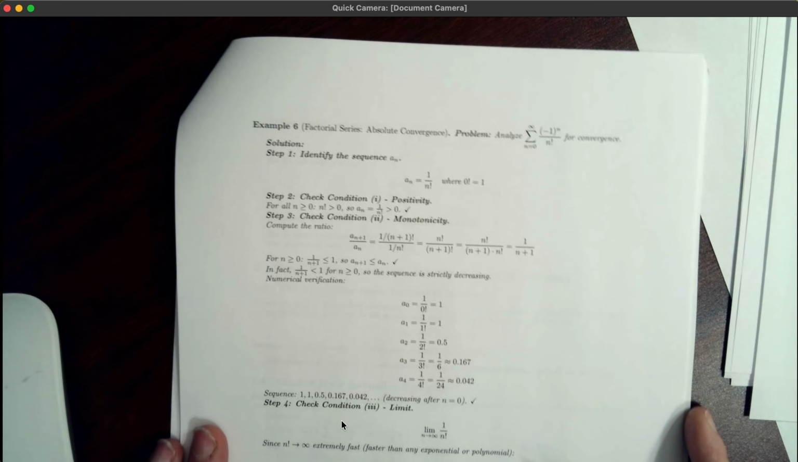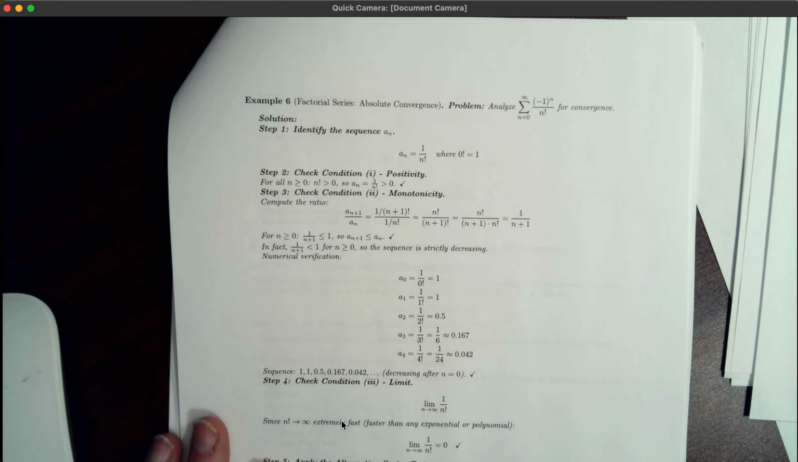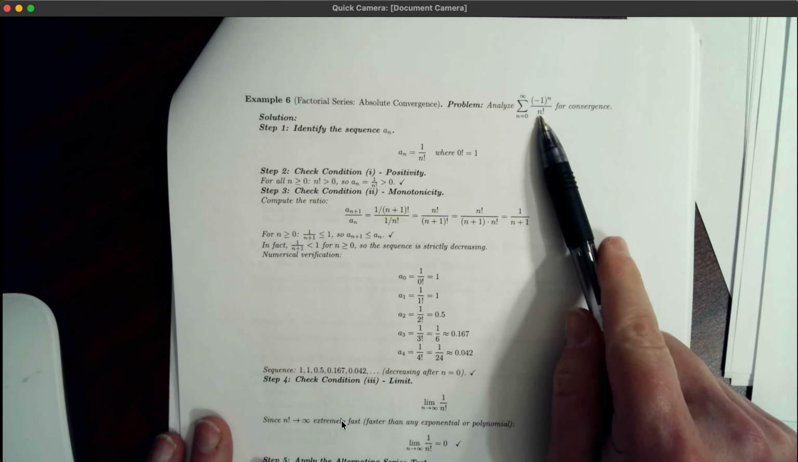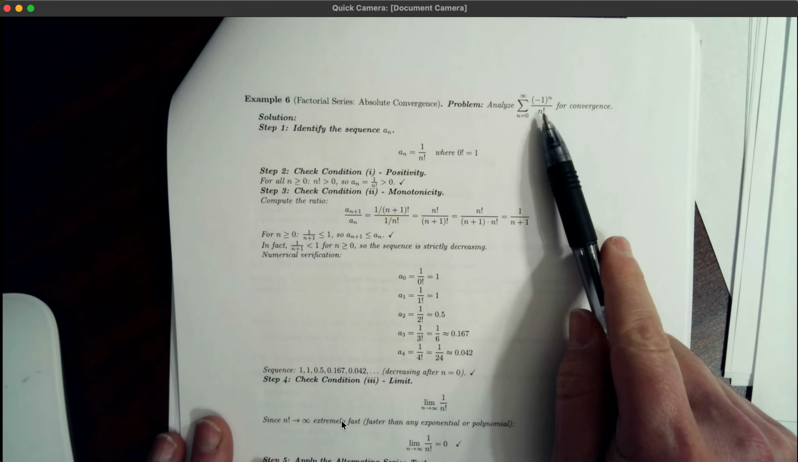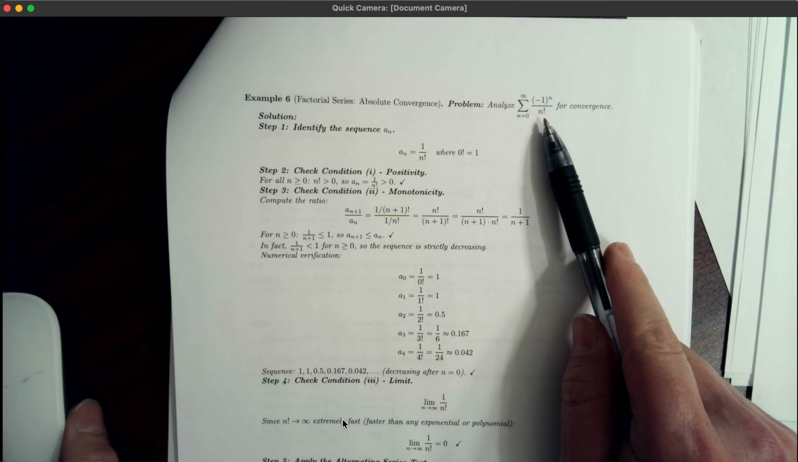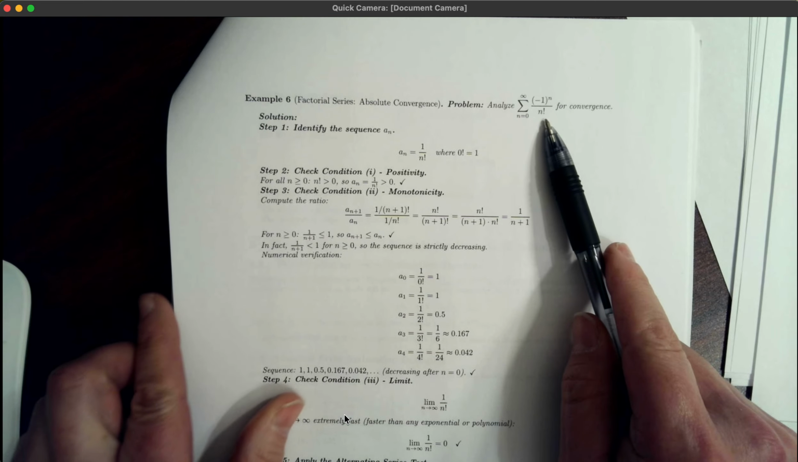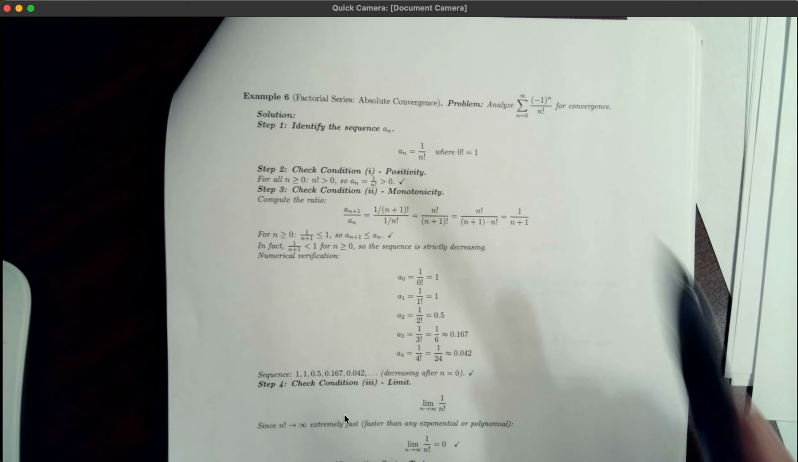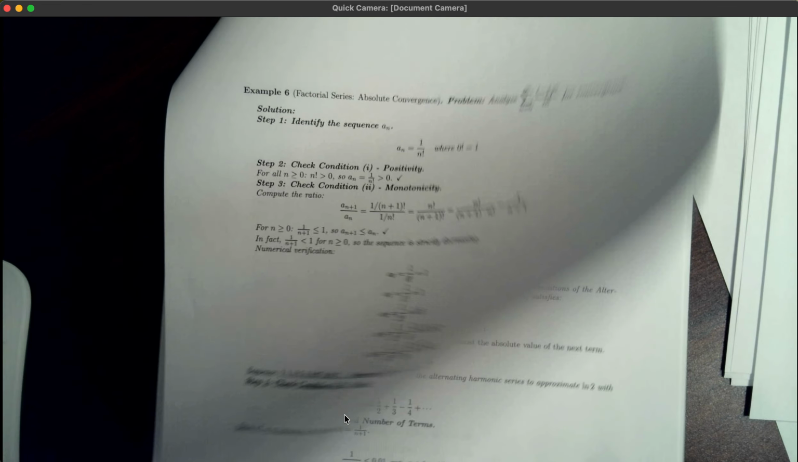Here's an interesting series. This is actually the series for e to the minus 1. It converges extremely fast because of this n factorial. N factorial is even bigger than exponential. So that really decays fast.